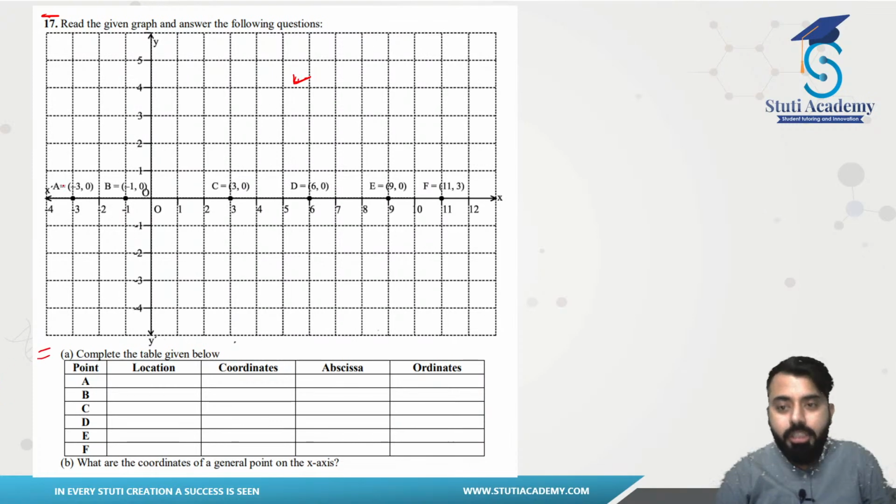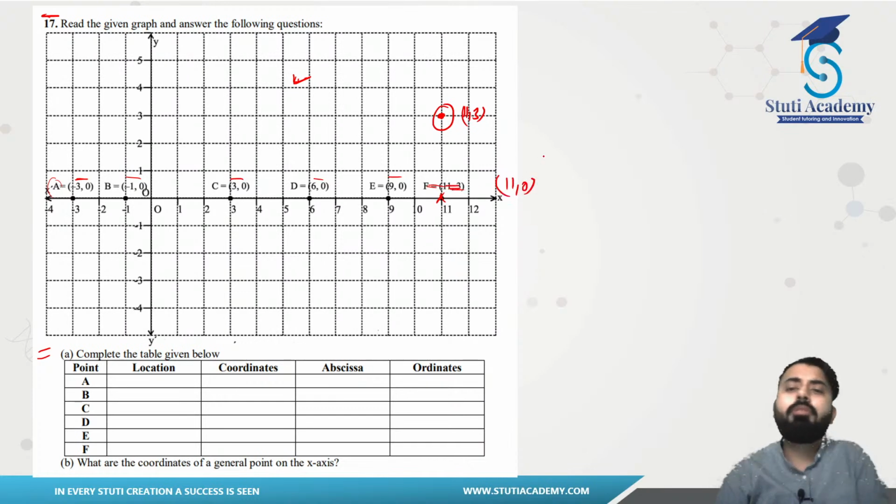Now guys, I can see a point A which has coordinates (-3, 0). Then I have a point B with coordinates (-1, 0). Then point C with coordinates (3, 0), then D with coordinates (6, 0), then (9, 0), and F. It should be (11, 3). That should be somewhere here. So it is not here. It is actually here, (11, 3). If it had to be here, then it would be (11, 0).